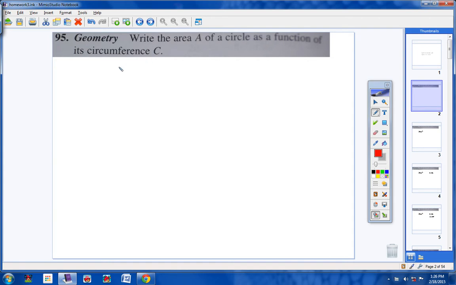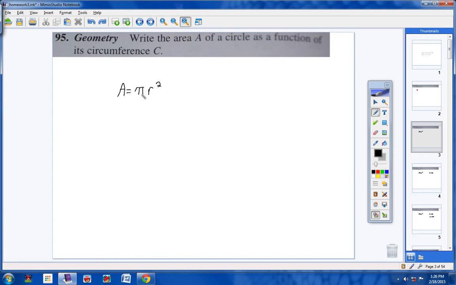So in other words, we want an equation that has A, then an equal sign, and on the right side, the only variable is C. There can be numbers, there can be different terms, but the only variable will be C: area in terms of C. The first thing you want to do is write down the actual area formula of a circle, which is A equals pi r squared, okay?